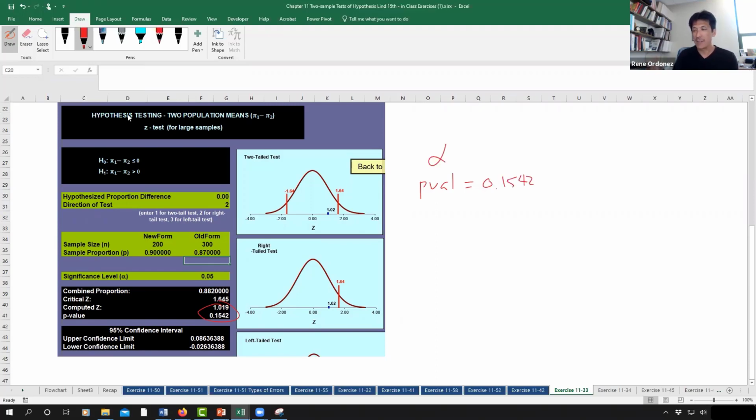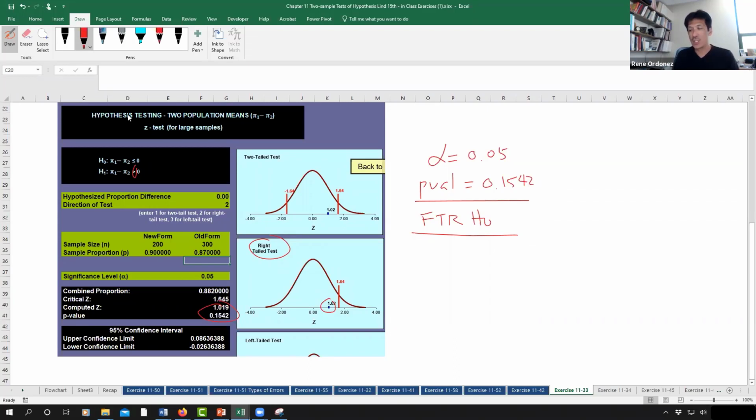Okay, do we have an alpha for the problem? 0.05. Okay, so based on the p-value, we will conclude to fail to reject the null hypothesis, right? If we look at the right, this is a right tail test, because it's pointing to the right. Here's a computed Z inside the fail to reject H0 region.